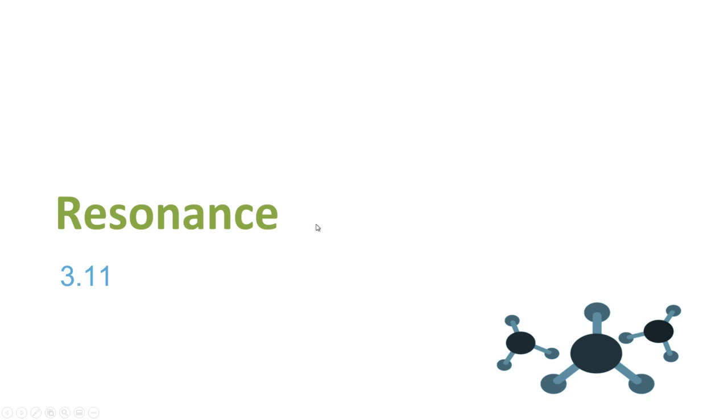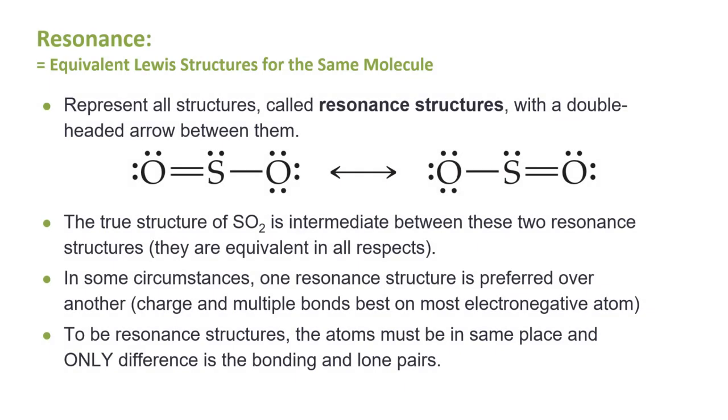Resonance is another technique that we can use with Lewis structures. The idea of resonance is that sometimes I can make more than one possible Lewis structure for a given chemical formula. If I have two structures for the same molecule and both follow the rules, they both have the right total number of electrons, they both have complete octets, or sometimes even expanded octets if it's a group 3 or higher, period 3 or higher.